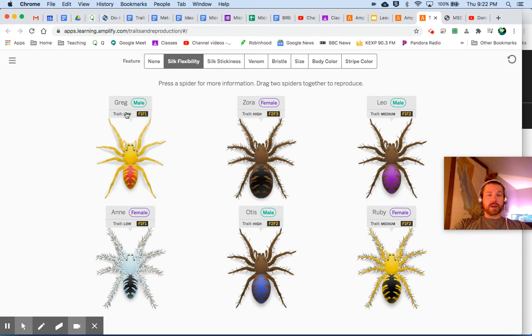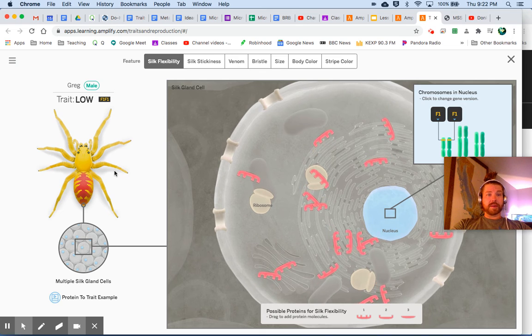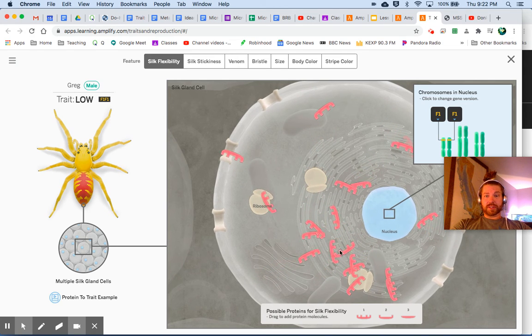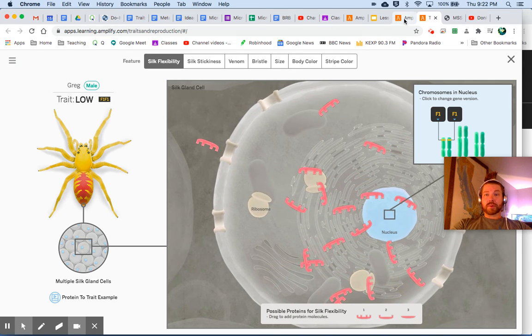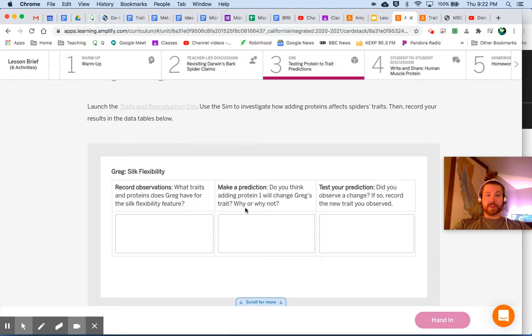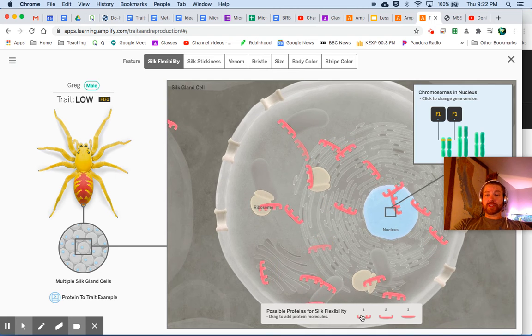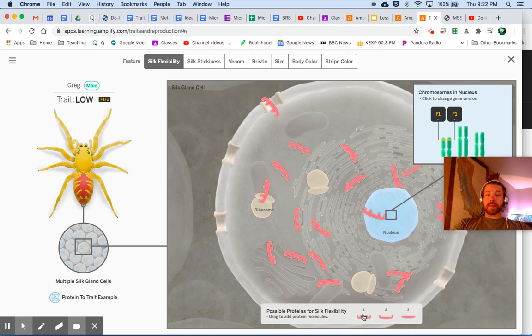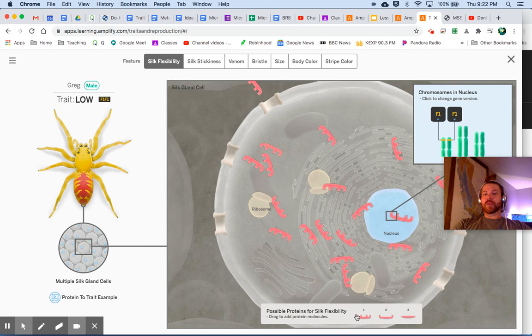Do you think that adding protein number 1 will change Greg's trait? Why or why not? Well, what we're going to do is we're actually going to grab protein number 1 down here, and we're going to throw more of it in the cell. Do you think that is going to change his trait? We're going to keep an eye on his trait right here and see if it stays low or if it changes. Now, before we do it, make a prediction. What do you think is going to happen, and why or why not? So if he has a lot of protein 1 in his cell, is that going to change anything?